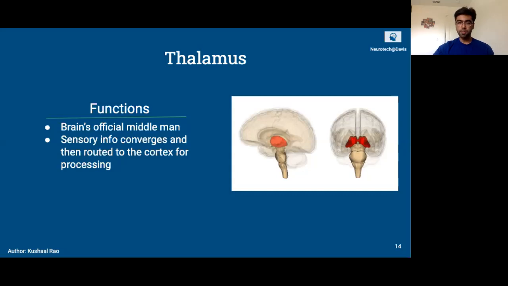So for example, if I'm seeing something, light is coming in through my retina, and the retina right here is, this is the front of the brain, so your eyes are right under it. Light comes in through the retina, goes through the thalamus, and then goes into the visual cortex towards the back of the brain where visual information gets processed.